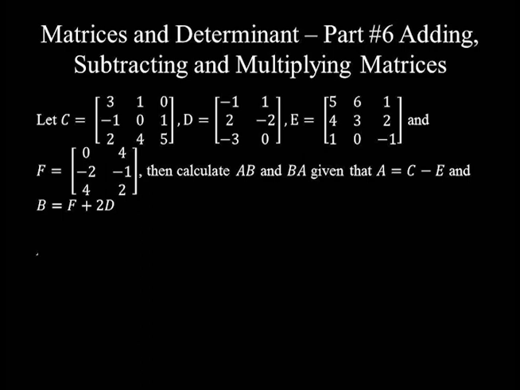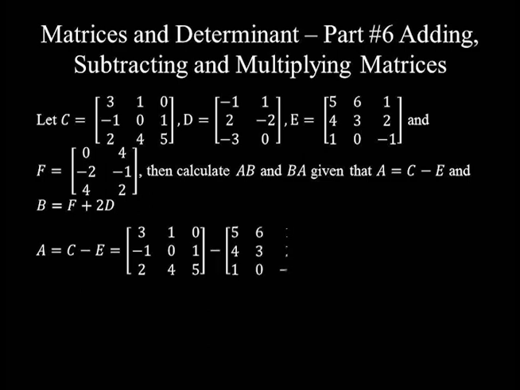That's matrix A equal to matrix C minus matrix E. It's given that matrix C is this 3 by 3 matrix, minus matrix E, which is again this 3 by 3 matrix. As we discussed in part 4 of the matrix and determinant series, in matrix subtraction each element of the second matrix has to be subtracted from the corresponding element of the first matrix. The other requirement for two matrices to be subtracted is that they have to be of the same order. The orders of both matrix C and matrix E are 3 by 3, because they have 3 rows and 3 columns, so they can be subtracted.